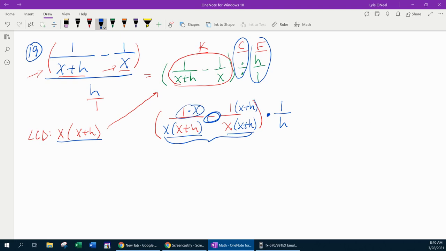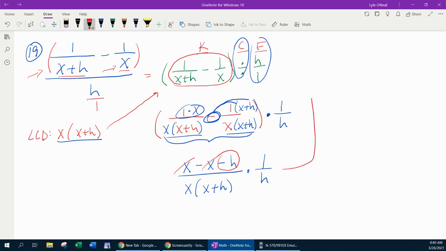That's going to give me x. This minus is going to need to distribute to both terms. So that'll become minus x minus h all over the common denominator of x times x plus h times 1 over h. And this guy, we'll get to deal with him in just a second. Let's CLT, combine like terms, x minus x cancel, leaving me minus h. And bringing this up here, that would be negative h over x times x plus h times 1 over h.